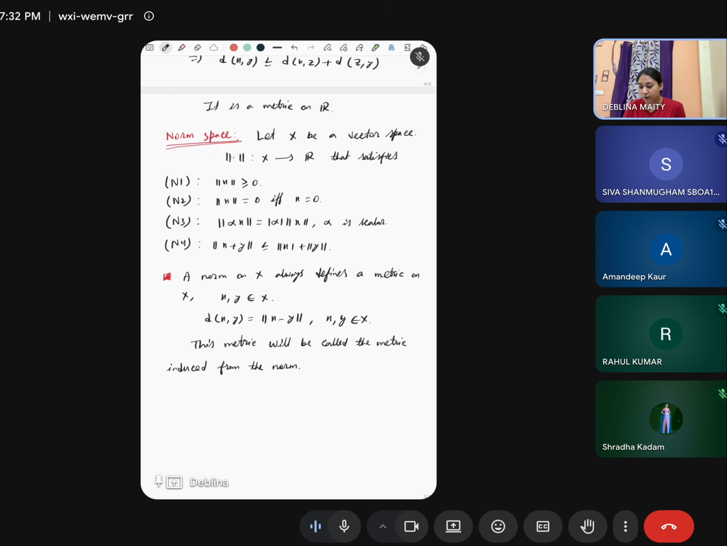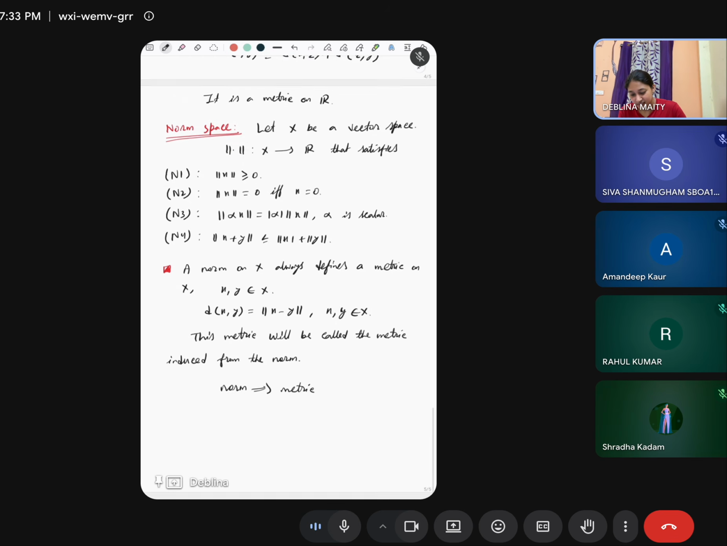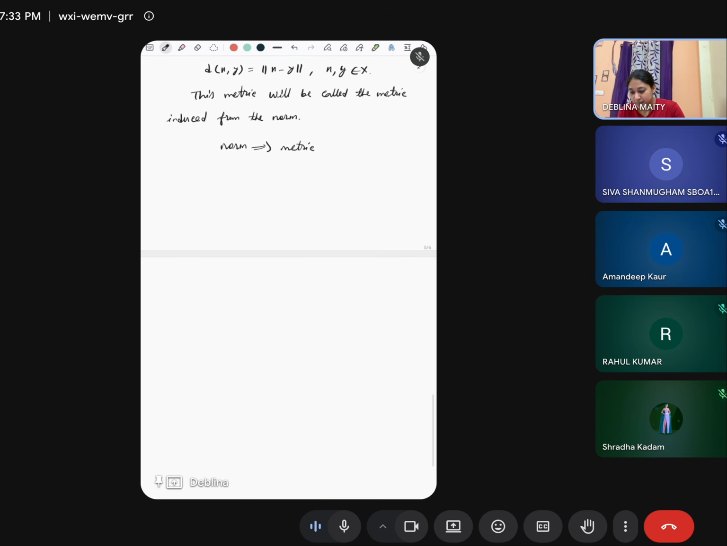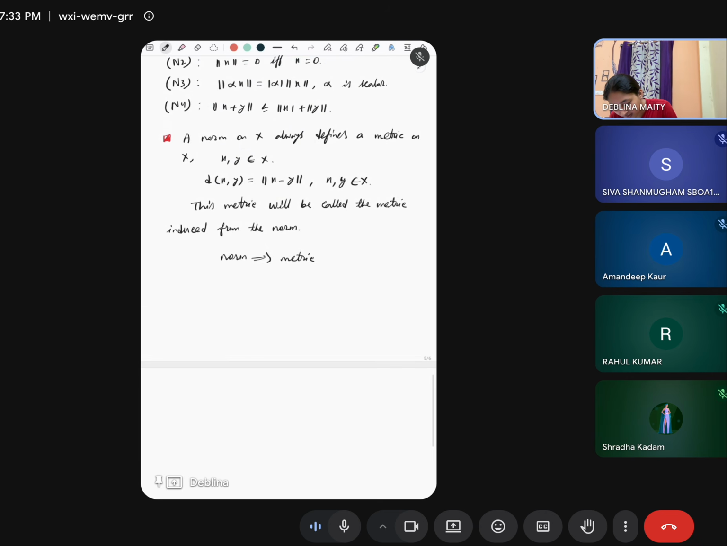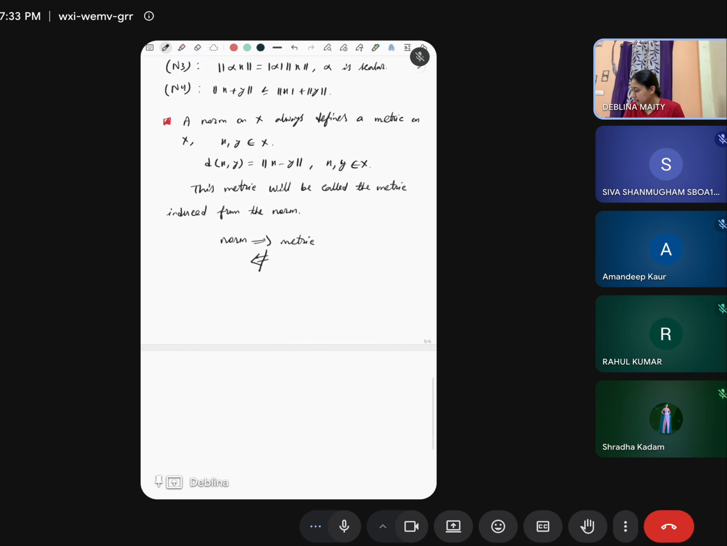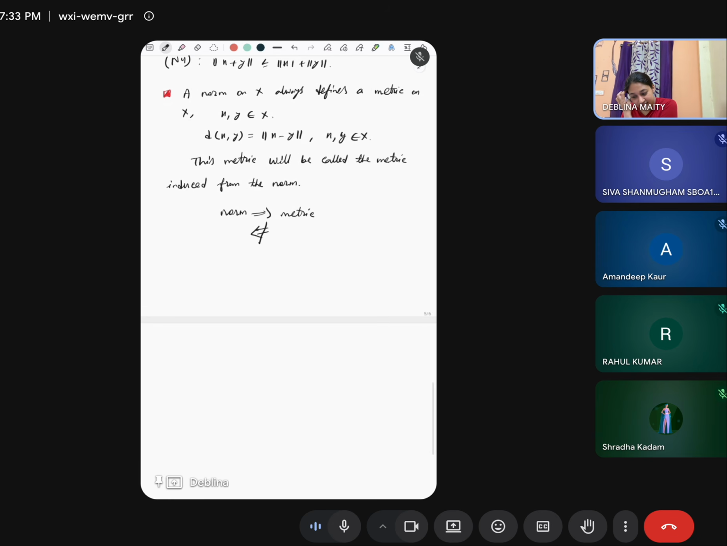Now from a norm we can always find a metric, right? But the converse is not true. If there is a metric, we cannot say that it comes from a norm. Not all metrics come from a norm. That we'll see in the examples. So the converse part is not true, right? I'll give an example, but first we will see some examples of norm spaces. Okay.